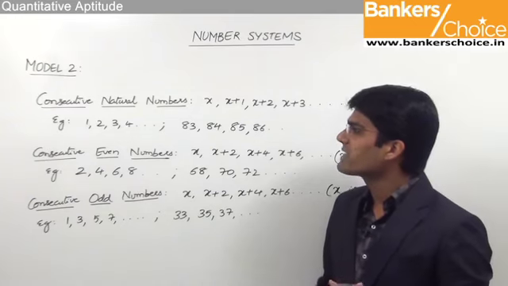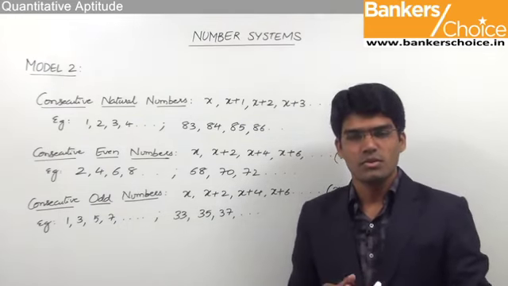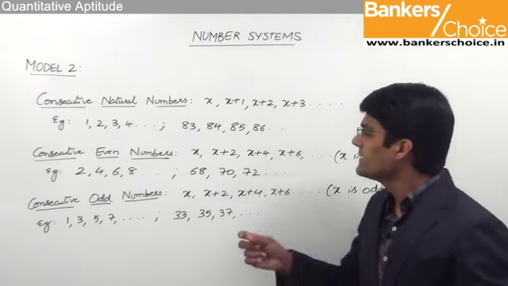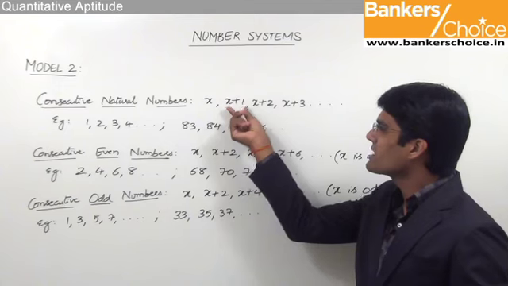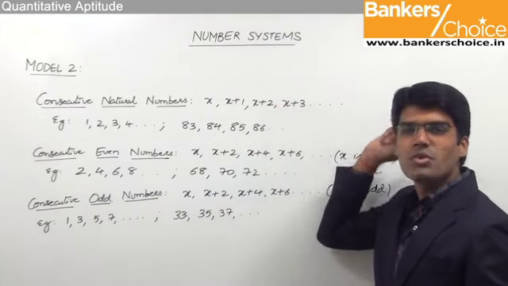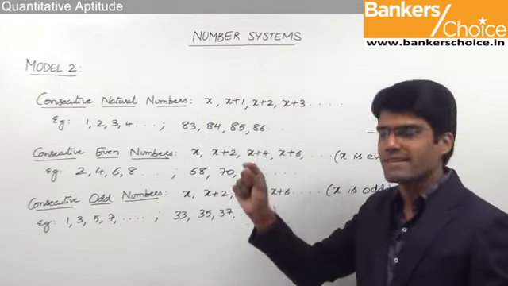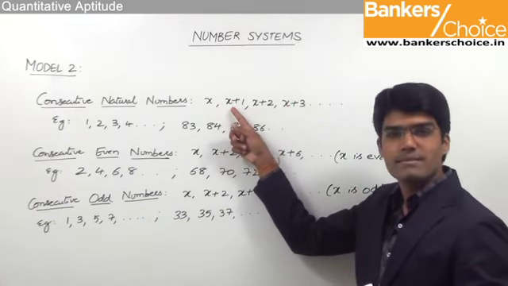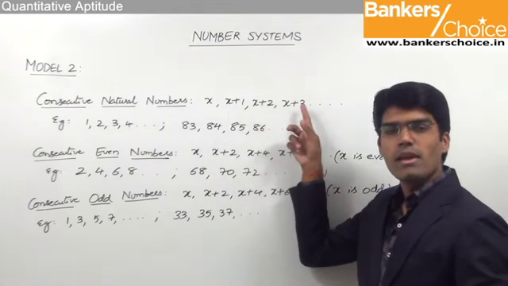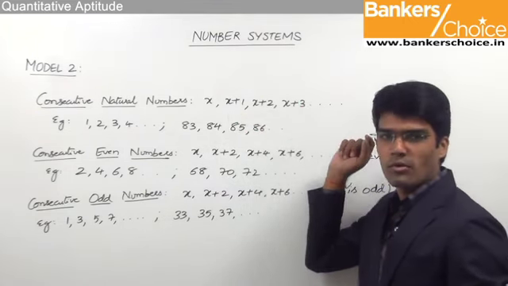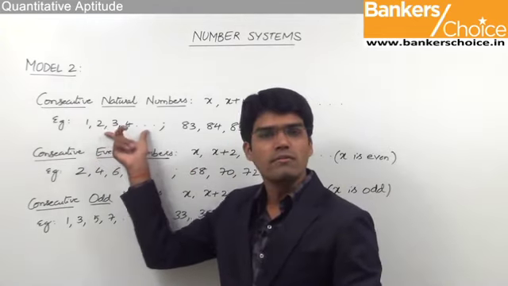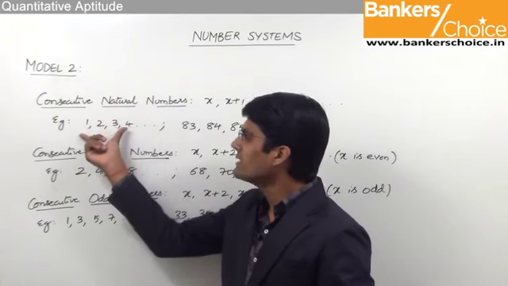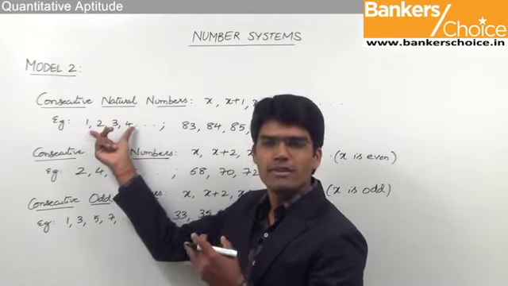The first one here is consecutive natural numbers. So these are those natural numbers which come one after the other. And these can be represented as x plus 1, x plus 2, x plus 3 and so on. That means if the first number is x, then the second consecutive natural number would be x plus 1, then x plus 2, x plus 3, x plus 4 and so on. For example, 1, 2, 3, 4. These are consecutive natural numbers. Why? Because we find that these are all in a row, 1, 2, 3 and 4 without any gap.